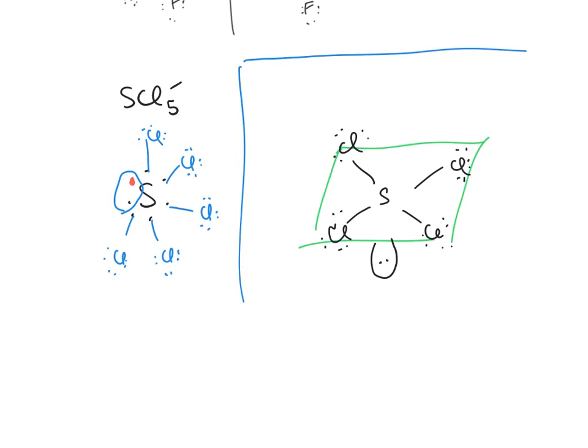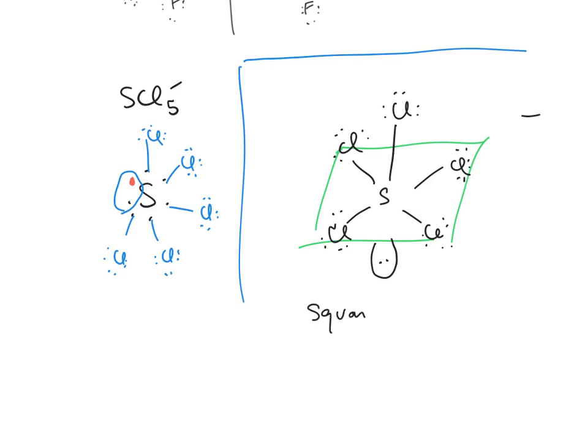Okay, and I've got 1 more. Oops, that one. There are 5 chlorine bonds. And this has a negative charge, don't forget that. You can put it in brackets. All right, so this is called square pyramid.